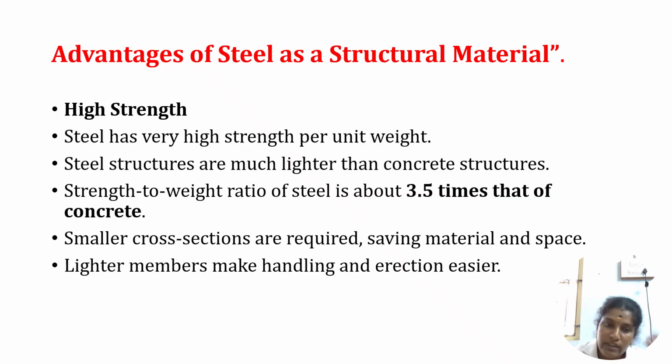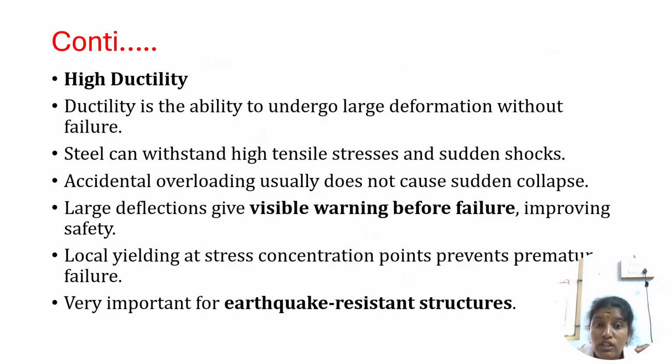Right, so one by one we can see the advantages of steel structural material. If you use structural steel, you can get high strength compared to concrete, very good strength per unit weight, and a much lighter section compared to the concrete section, about 3.5 times lighter. There is more material saving, space saving, and easier handling and erection, all from high strength. The next one is high ductility. Using structural steel elements, we get high ductility in every condition. It is very important for earthquake resistant structures also.